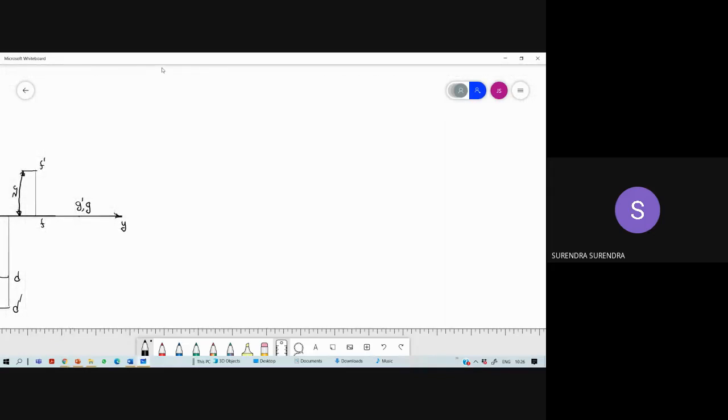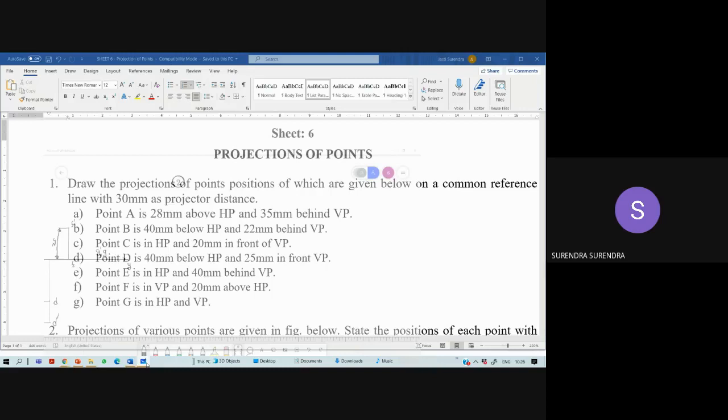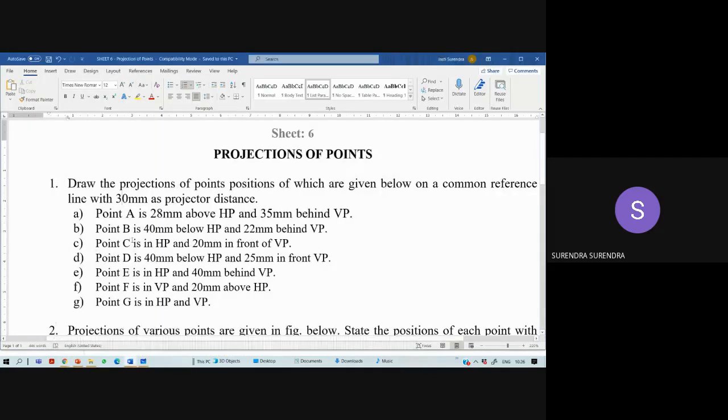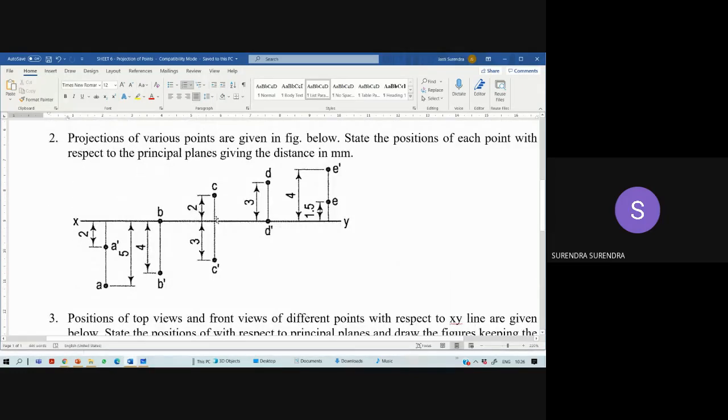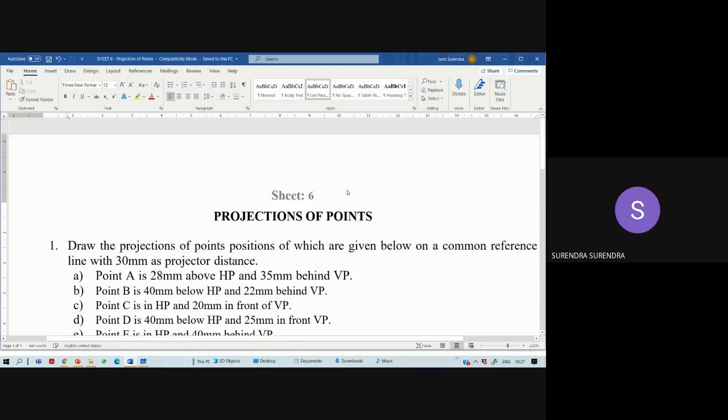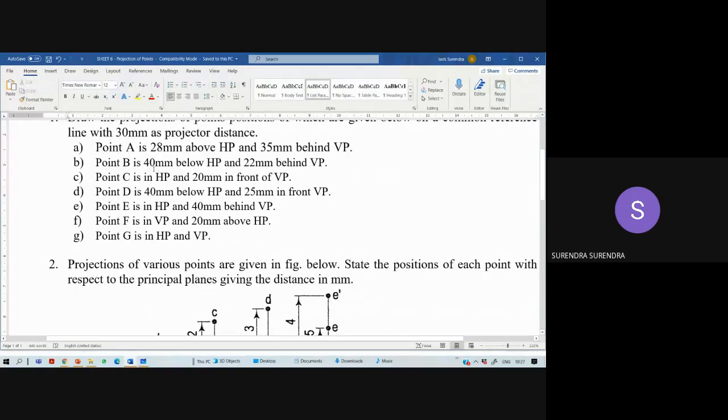I'm writing here. So problem number 2 is asking in reverse, means a picture is given representing the front views and top views of different points, and asking to share the positions of each point with respect to the principal planes. Principal planes means horizontal plane and vertical plane. So we have to frame the statements like this. So it is a reverse problem.